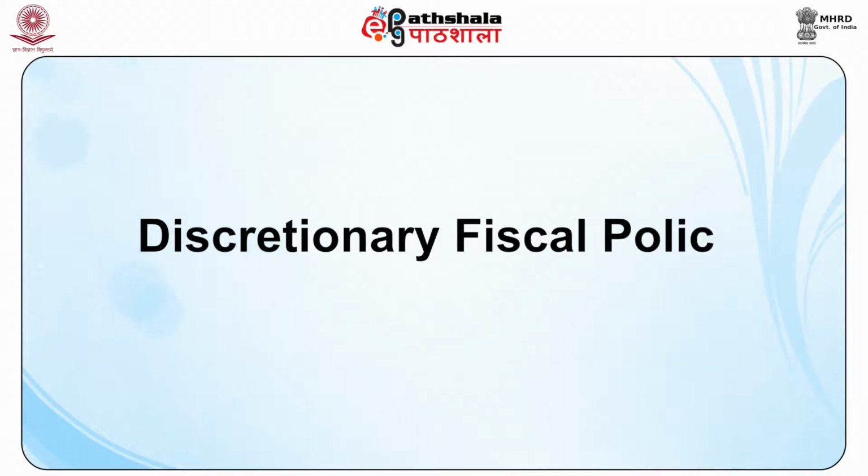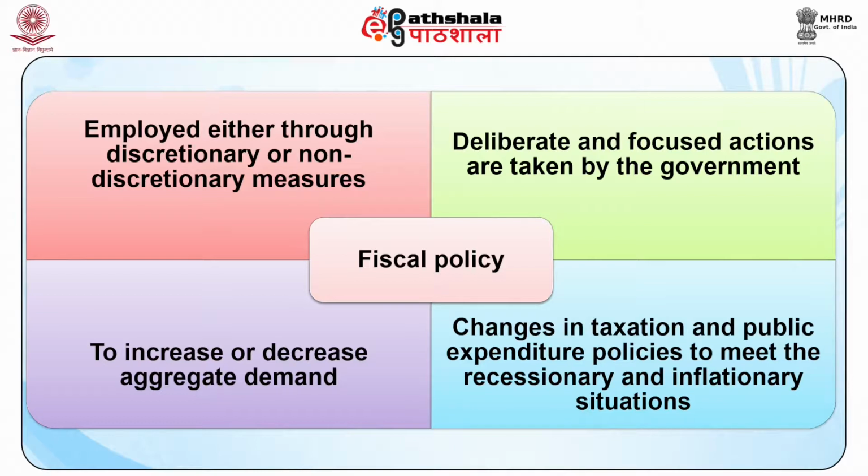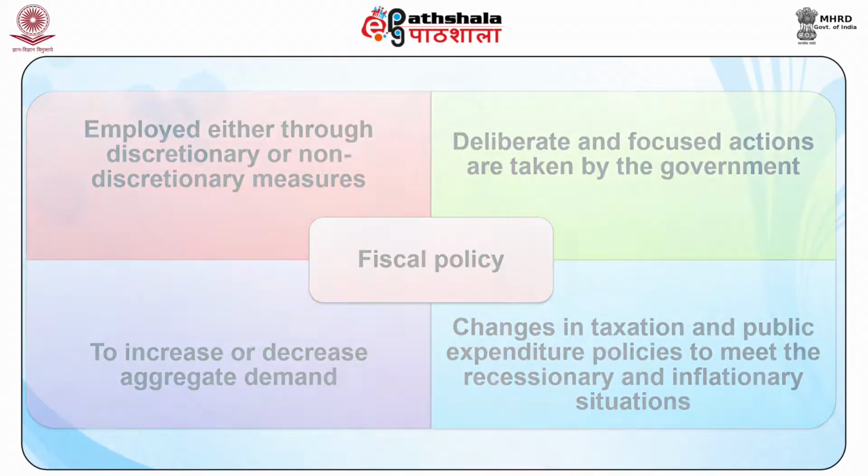First is discretionary fiscal policy. Fiscal policy can be employed either through discretionary or non-discretionary measures. The discretionary elements of fiscal policy are deliberate and focused actions taken by the government to increase or decrease the aggregate demand. The policy may make changes in taxation and public expenditure policies to meet the recessionary and inflationary situations.